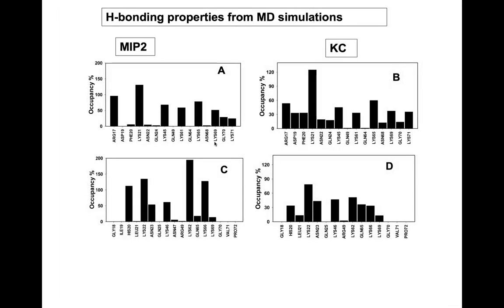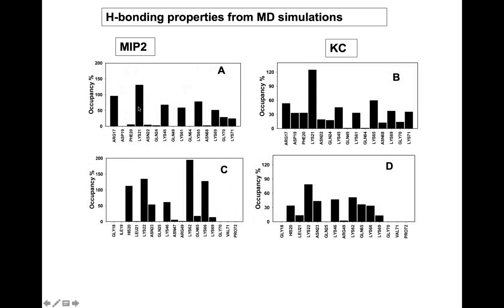And so to understand how these residues are doing what they're doing, we did MD simulations, Dr. Desai. What I'm showing here is the hydrogen bonding properties. The higher the occupancy, the stronger the hydrogen bond. So here is for MIP2 and KC. This is a direct hydrogen bond, and this is mediated by water.